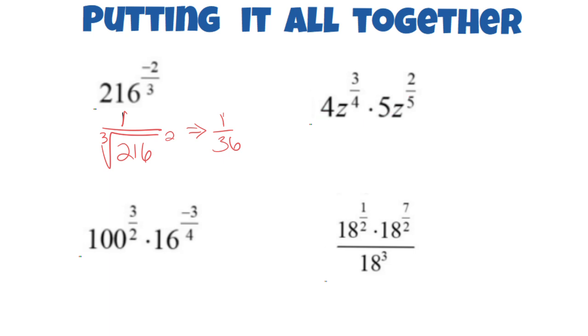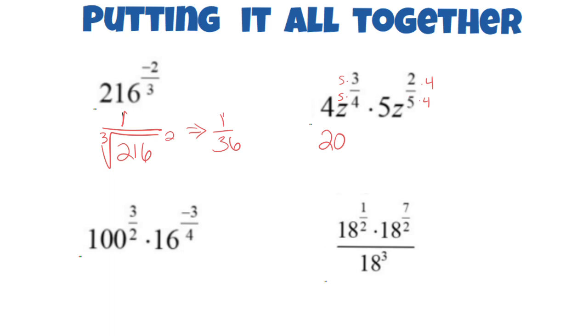How about if we just go ahead and multiply the 4 times the 5? That's going to get us a 20. And then to multiply the z's, I'm going to have to get a common denominator. Because to add those exponents, which is what the rule is, you've got to have a common denominator for fractions. So I'm going to take this times 4 and this side times 5.